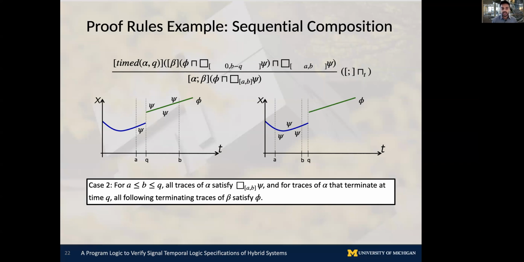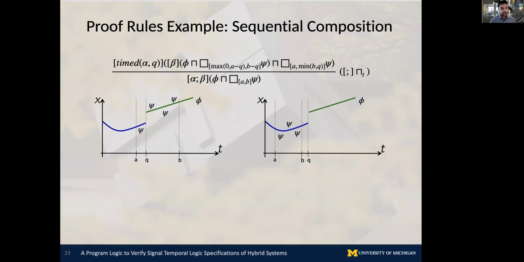And then for the phi part, we just need any beta, which again is the green trace in the figure on the right, to satisfy phi if it terminates, which is exactly what is happening here. Note that this box 0 B minus Q psi is vacuously satisfied since B minus Q is less than 0. And this is similar to how STL handles cases for box AB psi where B is less than A. So that was case 2.